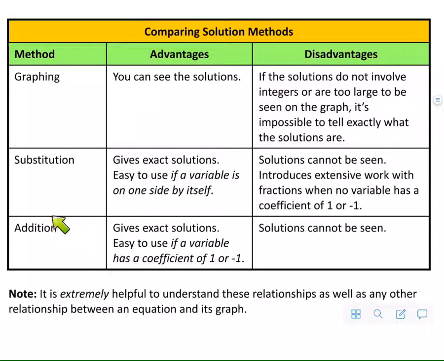Addition is a good method because it gives exact solutions, and it's easy to use when you don't have a coefficient of 1 or -1. Actually, it's easy to use even in that case. They only list one disadvantage. I would write an additional advantage. An additional disadvantage is that in some cases it's more work by hand to use this technique. I'm not going to write it down because that's not always the case.